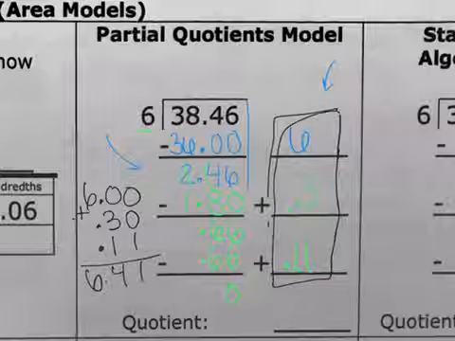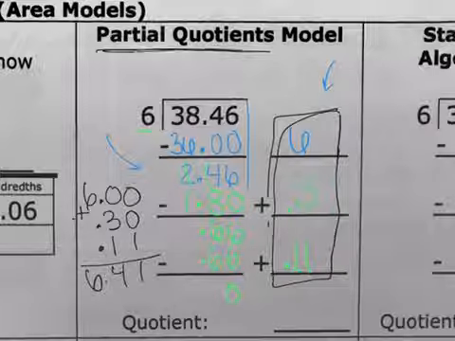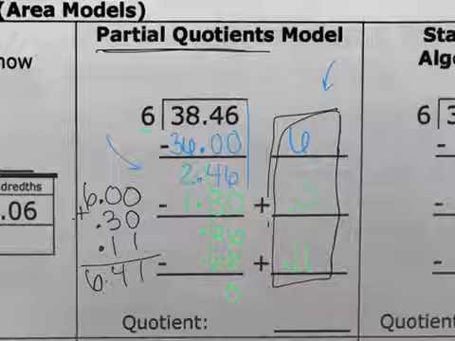So the beauty of partial quotients is that it doesn't have to be perfect. You don't have to take out a certain number of groups every time, and you could still get the problem correct.